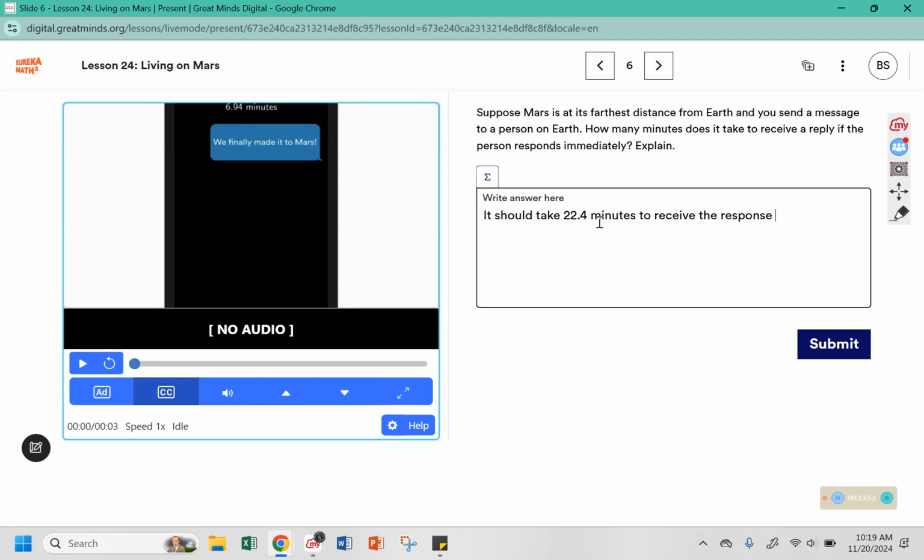And if the change of the orbit had any impact in those matters of minutes, then it would be less because it would be at the farthest distance when you sent it. So then it should be closer. So it should take 22.4 minutes or less to receive the response.